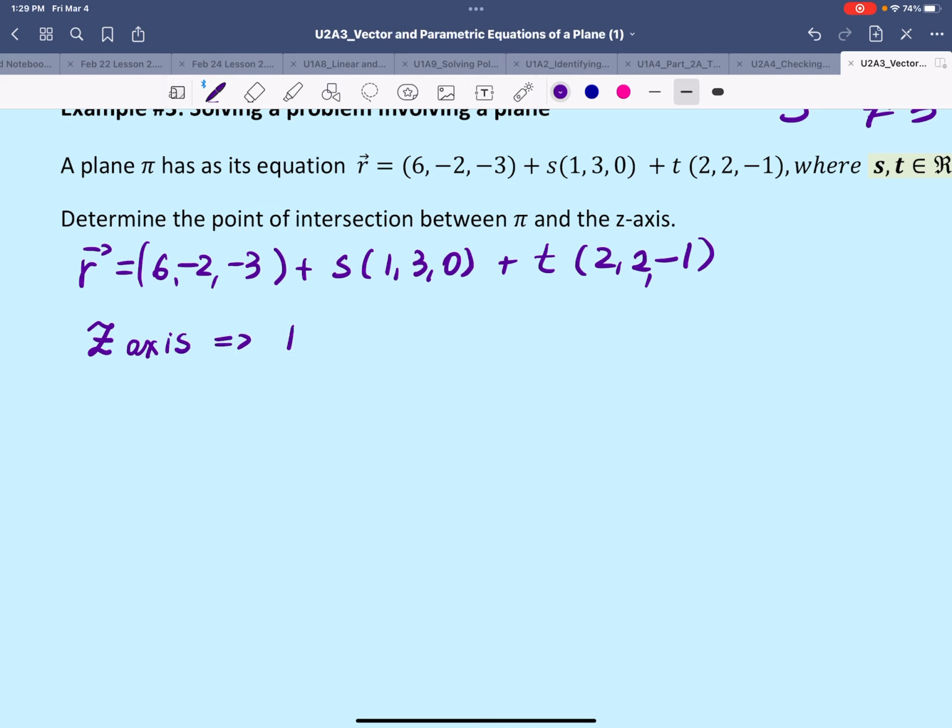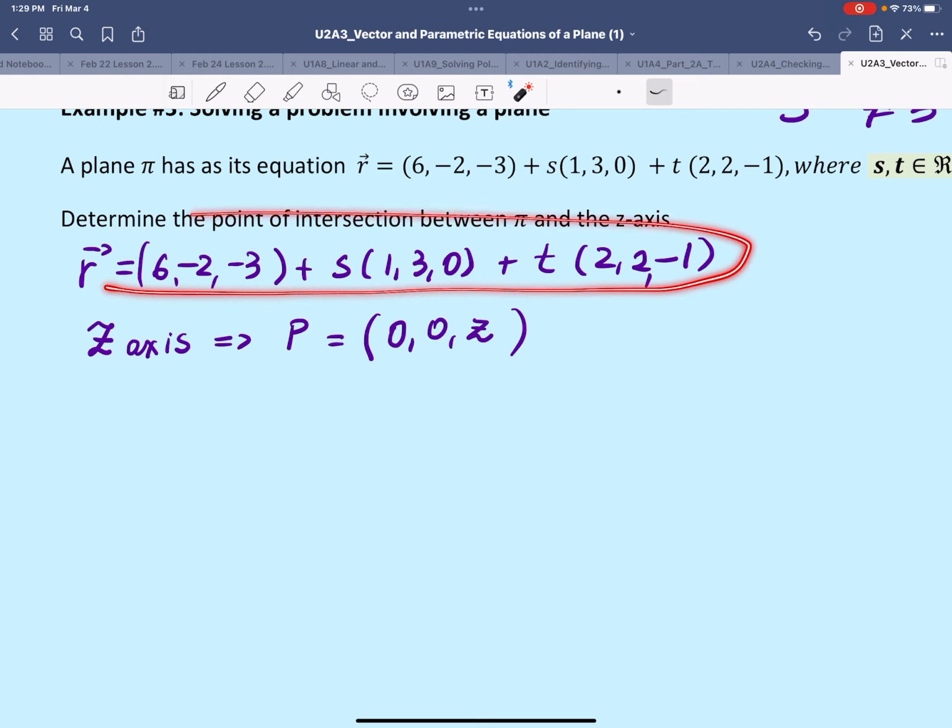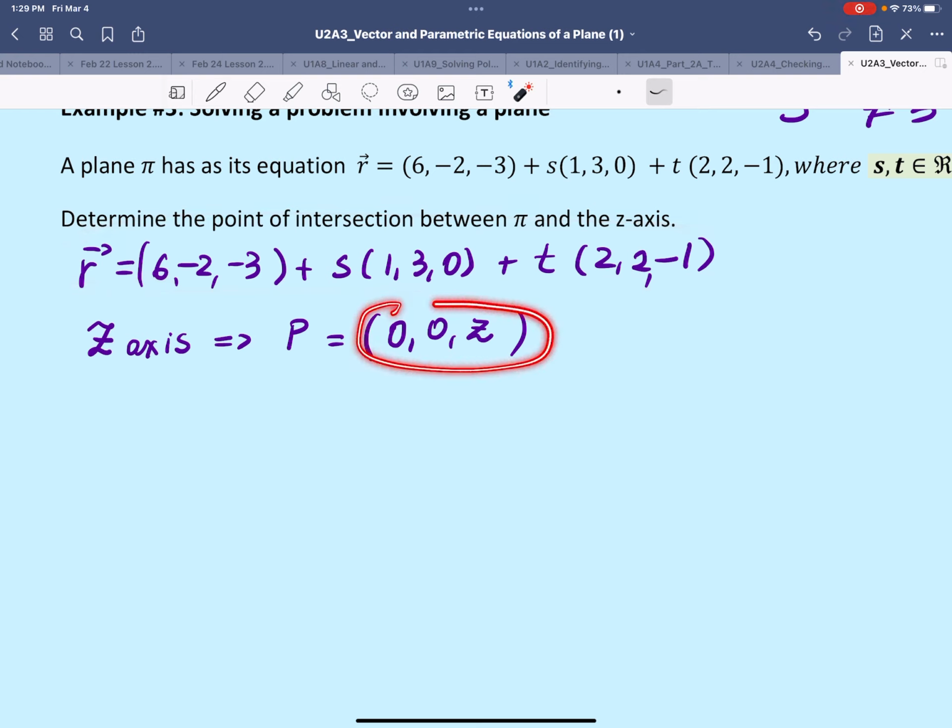And we're going to let that point be some point P. Now, on the z-axis, the x-coordinate is 0, the y-coordinate is 0, the z will be an unknown number. So at the point of intersection, which means that the point of intersection will be on both equations, right? We will see a common point, which means that this must fit into the vector equation of the plane. So the point of intersection must fit the equation of the plane.